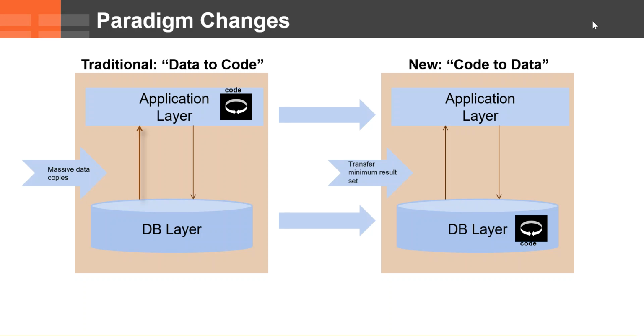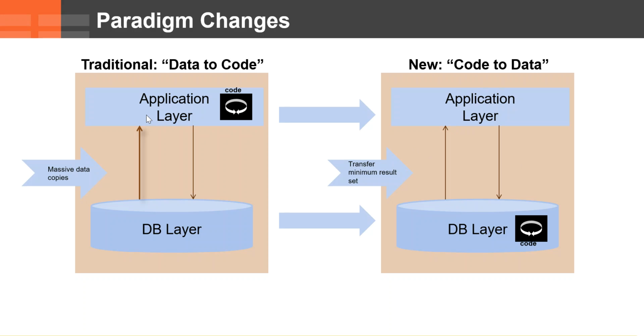The new approach was the code to data paradigm. In this code to data paradigm, the application logic was written in the database layer. That means the code was written in the DB layer, and the results of that select query were moved to the application layer and displayed. So here in the code to data paradigm, only results were transferred from the DB layer to the application layer.